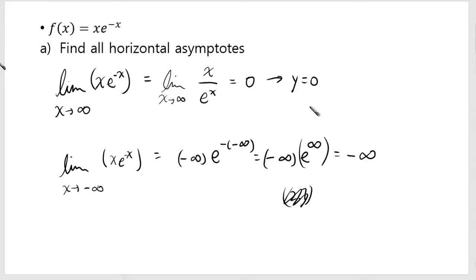And therefore, what we end up with is, here's y equals 0, but there's no finite number here, so we don't get any horizontal asymptote in this second one. So the answer would be just y equals 0.